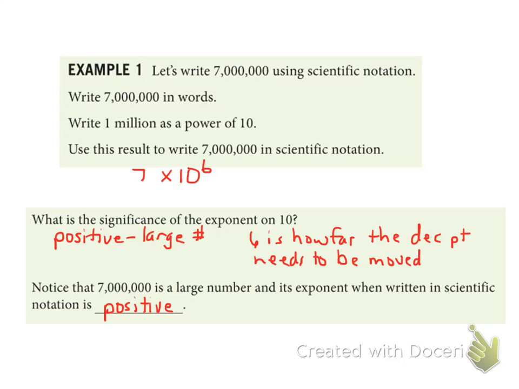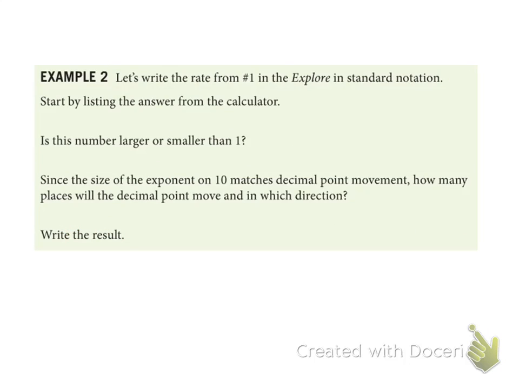Example 2. Let's write the rate from number 1 in the Explorer in standard notation. Start by listing the answer from the calculator. So we had 7.09 times 10 to the negative 10 power. Is this number larger or smaller than 1? Smaller. We have a negative exponent, so it's a small number.